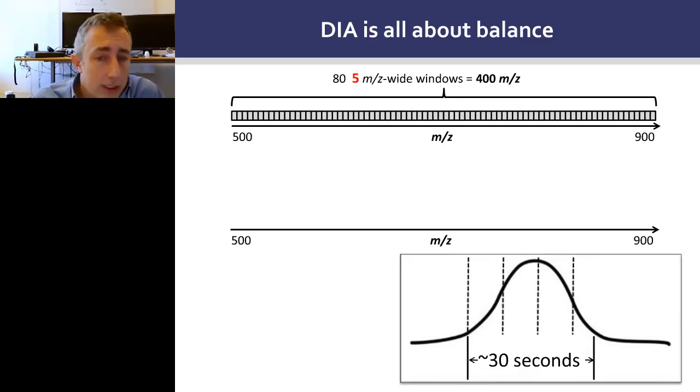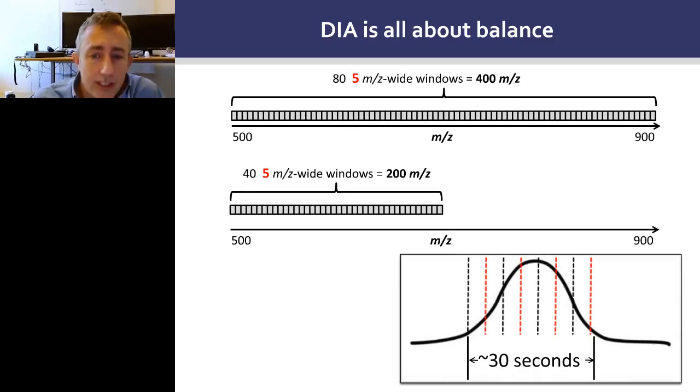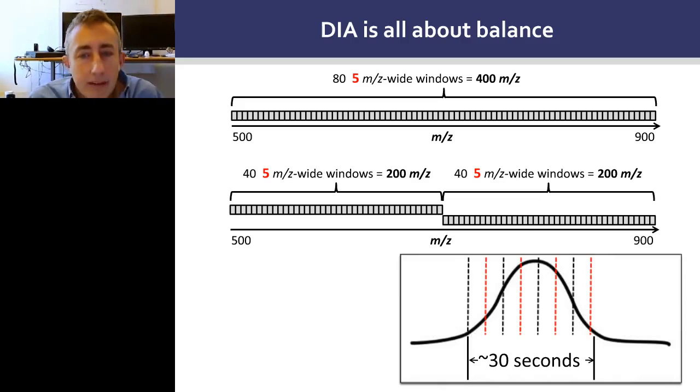So one option, of course, is to make multiple injections, and then that increases the frequency with which you sample the peak, and it has high selectivity. But the downside here is that you've decreased your throughput by a factor of 2 because you have to make multiple injections to cover the entire mass range.